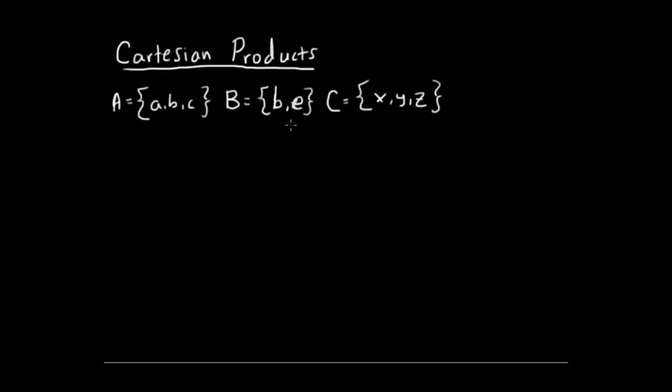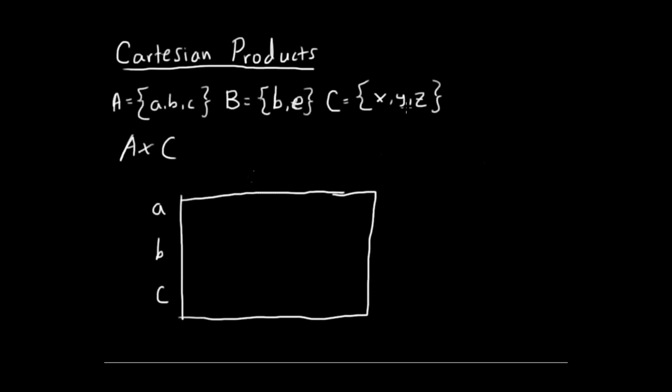Okay, so this time we'll do A times C. So, completely ignore B right now. We're just going to do A times C. So you take the elements of A and put them on the left side. We got A, B, and C are elements from A. And this is going to be our table. And then we have our elements from C, which are going to be X, Y, and Z.